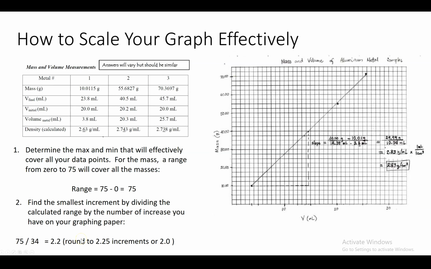We want them to be whole numbers, half numbers, or quarter numbers. So we can either round this to 2.25 or 2.0. And if each of these is increased by 2.0 or 2.25, then by the time we get to this highest point, this will cover all of our masses. And make sure you do the same thing to figure out what the increment for the volume should be.